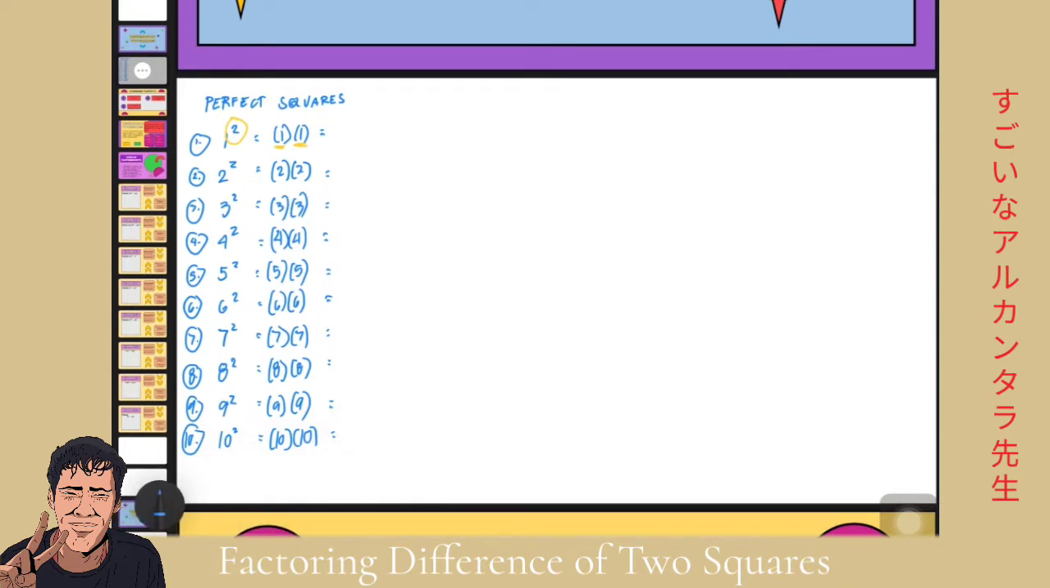So 1 times 1, that is 1. 2 times 2 is 4. 3 times 3 is 9. 4 times 4 is 16. 5 times 5 is 25. 6 times 6 is 36. 7 times 7 is 49. 8 times 8 is 64. 9 times 9 is 81. 10 times 10 is 100.